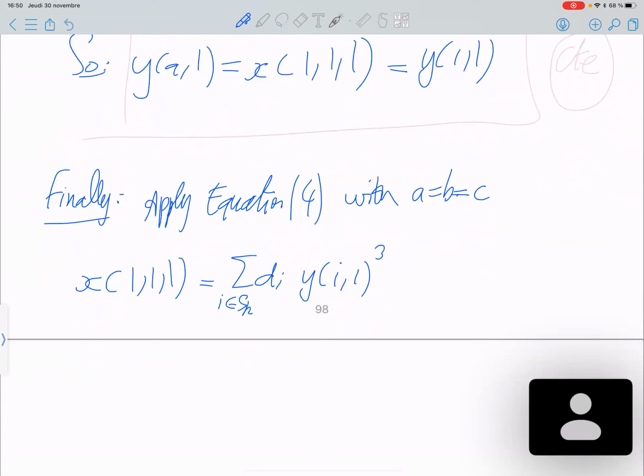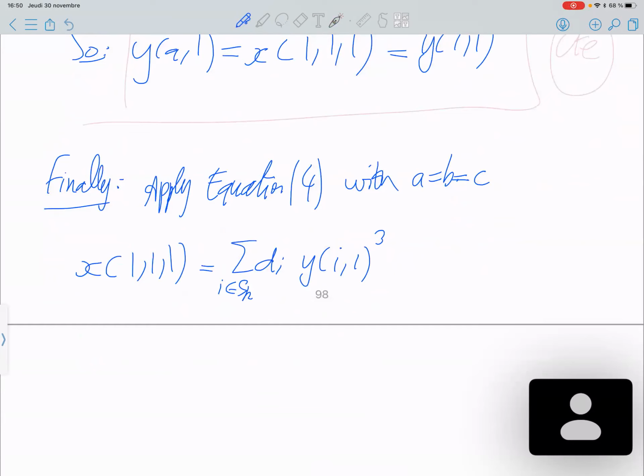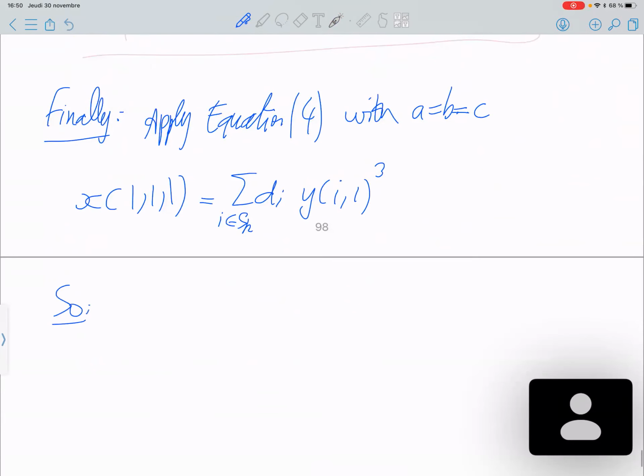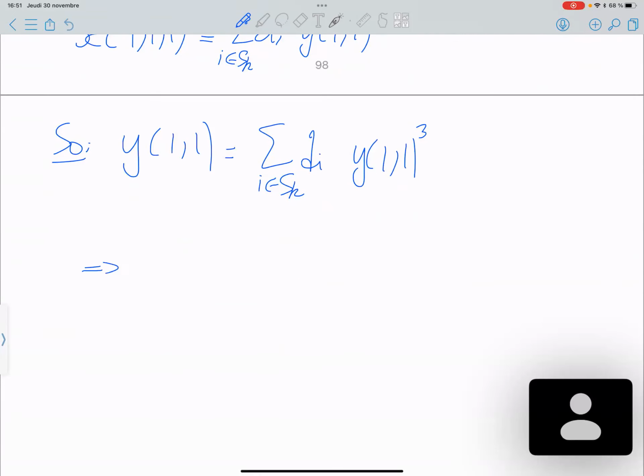But y1a1 does not depend on i. This is just 1, 1, 1, which is that also. So y11 equals the sum over i in Sk of di y11 cubed. You can simplify because it's non-zero. So y11 to the power minus 2 equals the sum of di, i in Sk.